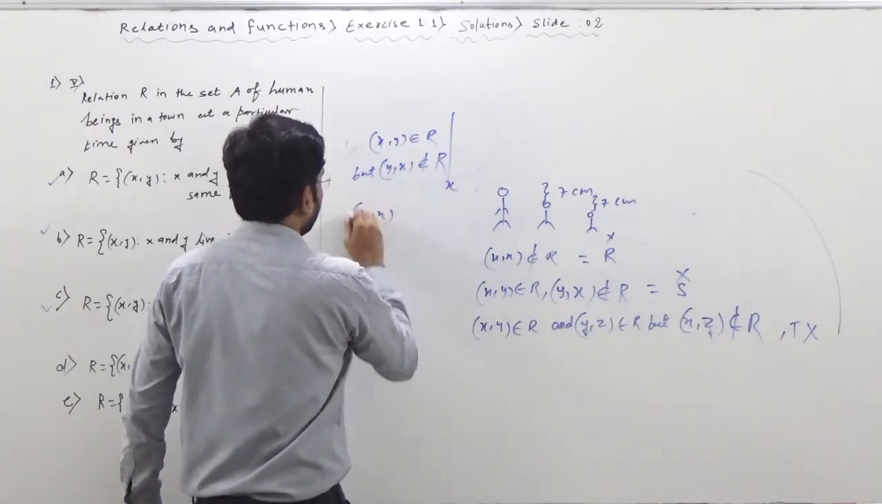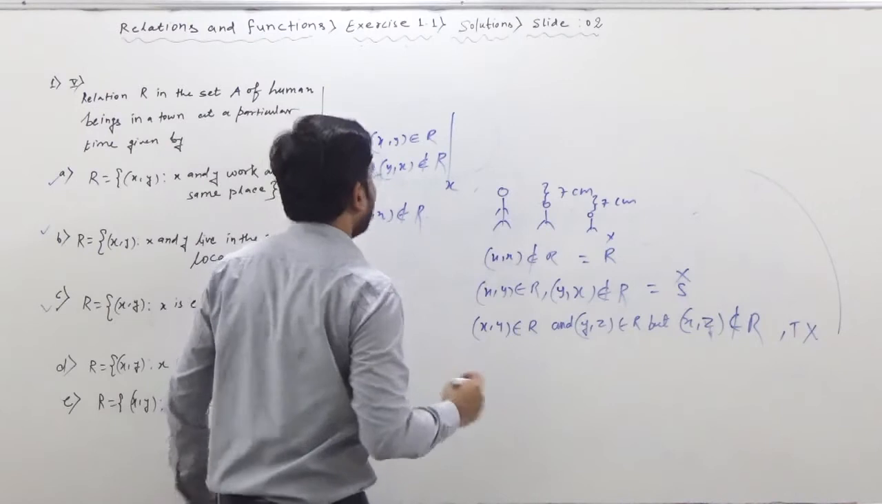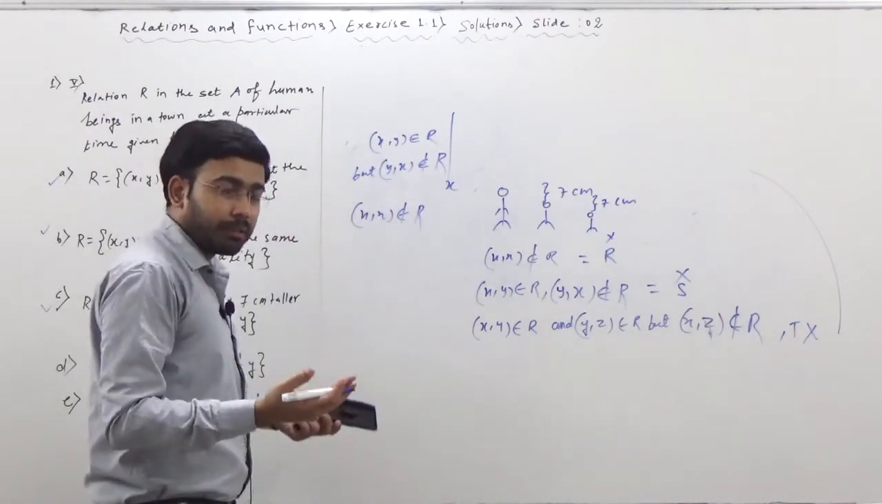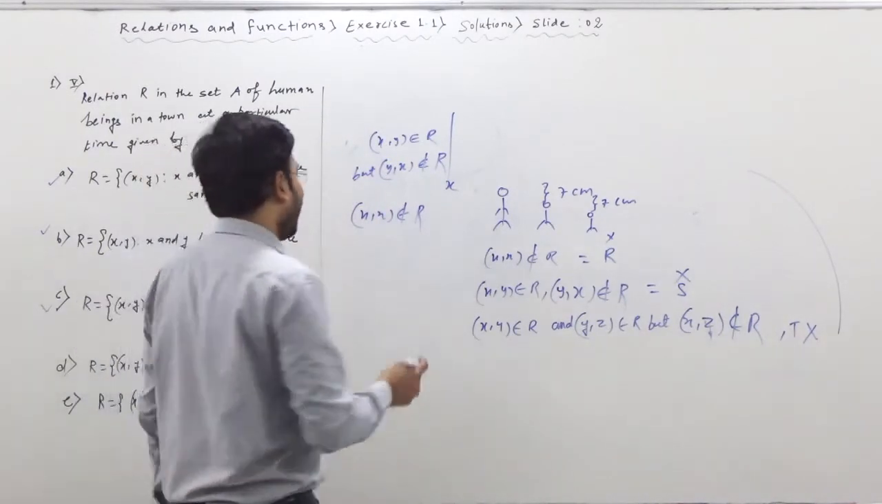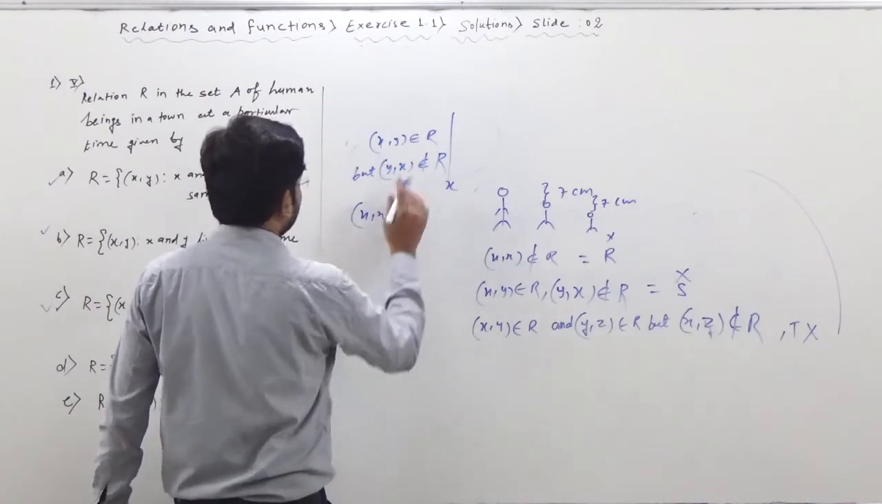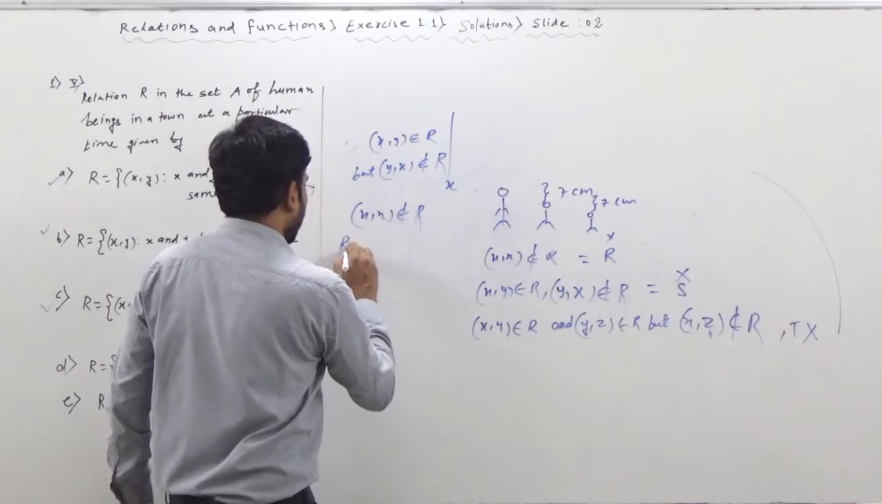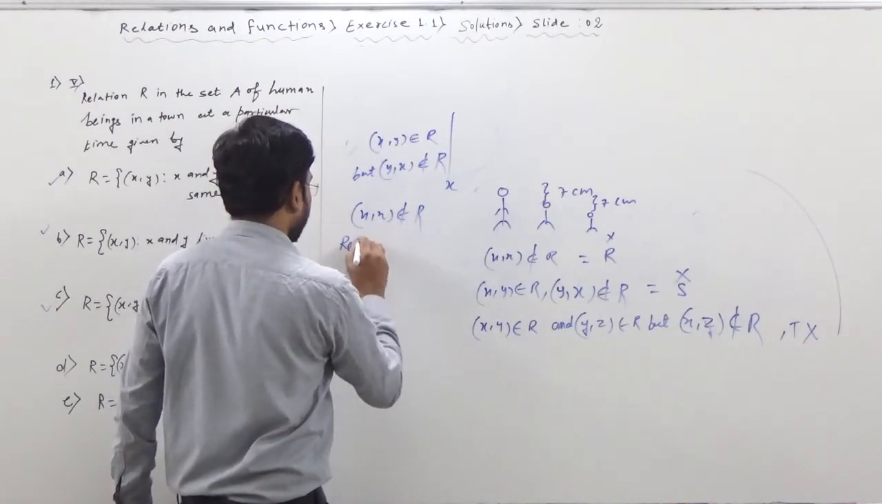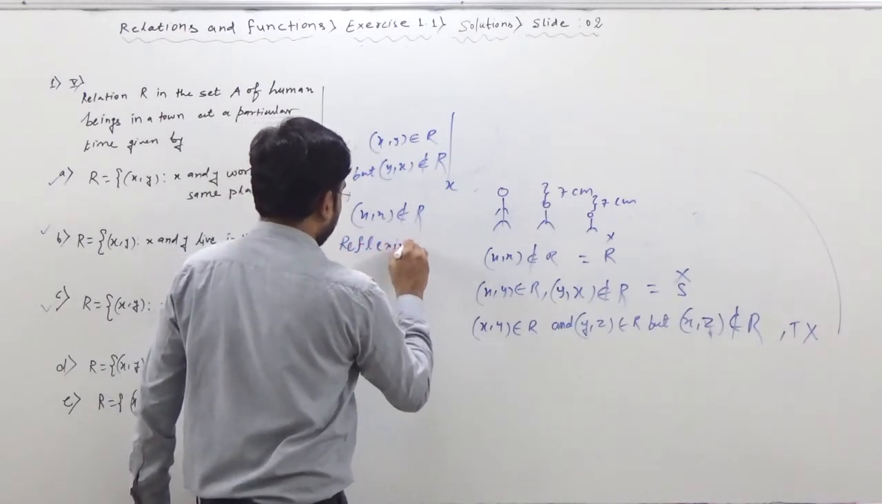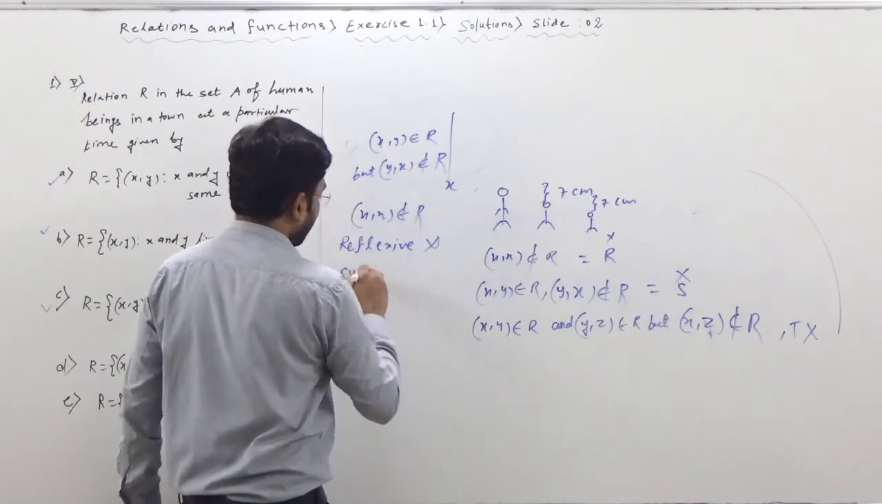Now x comma x is also not going to be possible. Is it going to be possible? Of course it is not. X cannot be a wife of x, right? So this is not possible. So this is not going to be reflexive. First of all we'll start with one by one. Reflexive, no, this is not reflexive. Symmetric, no, not symmetric.